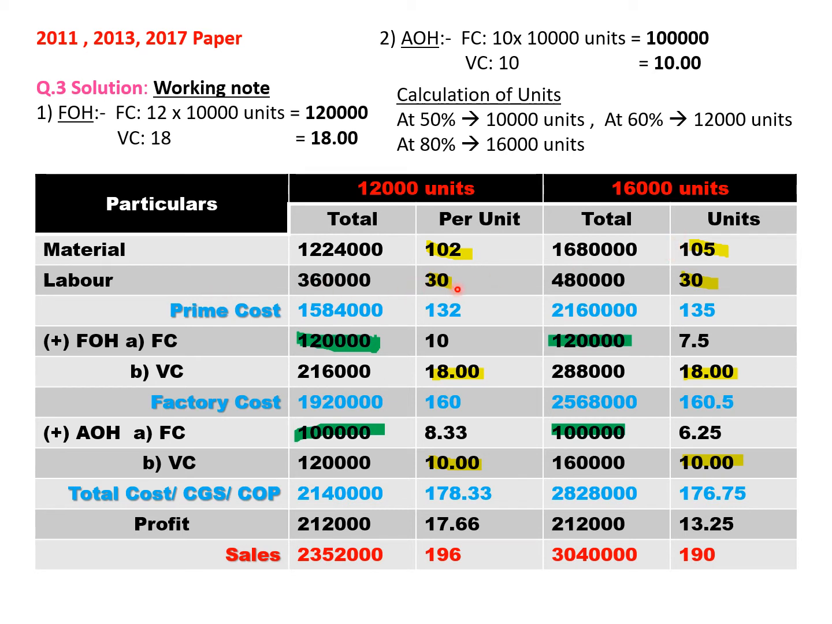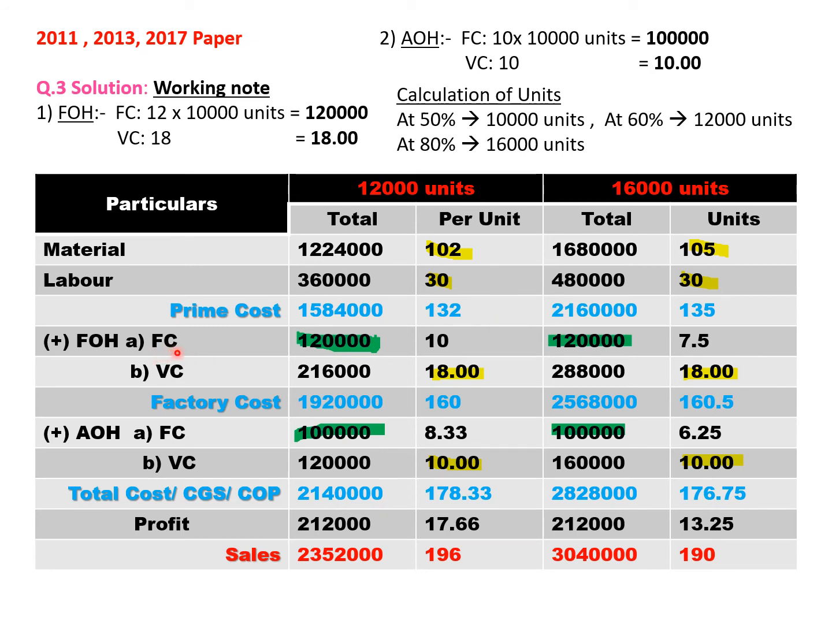Labor cost at 12,000 units is 30, and at 16,000 units is also 30, because we don't have any adjustment as such. Only material and selling prices are changing. So 102 into 12,000 you get 12,24,000. 30 into 12,000 you get 3,60,000. So you get a prime cost of 15,84,000, and 132 per unit. Similarly, you can try for 16,000.